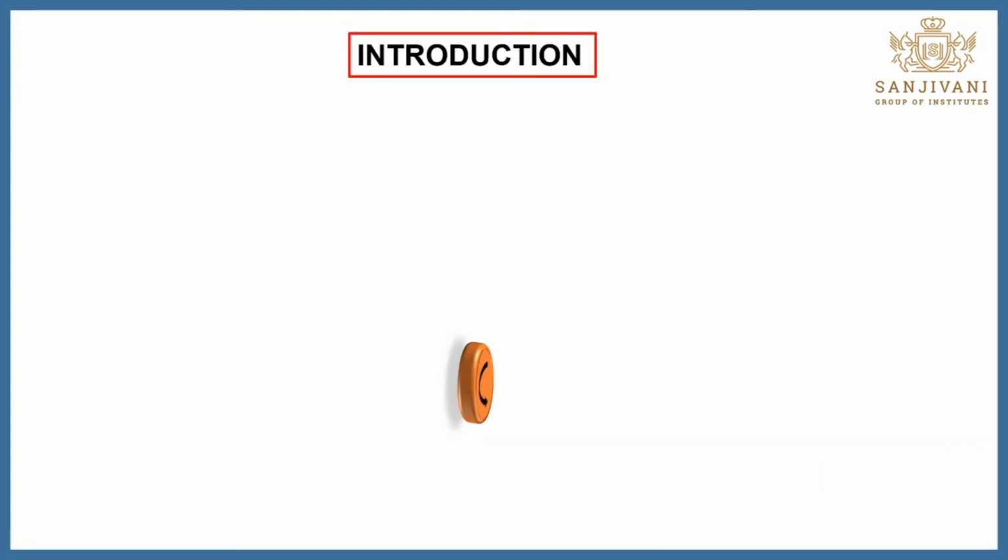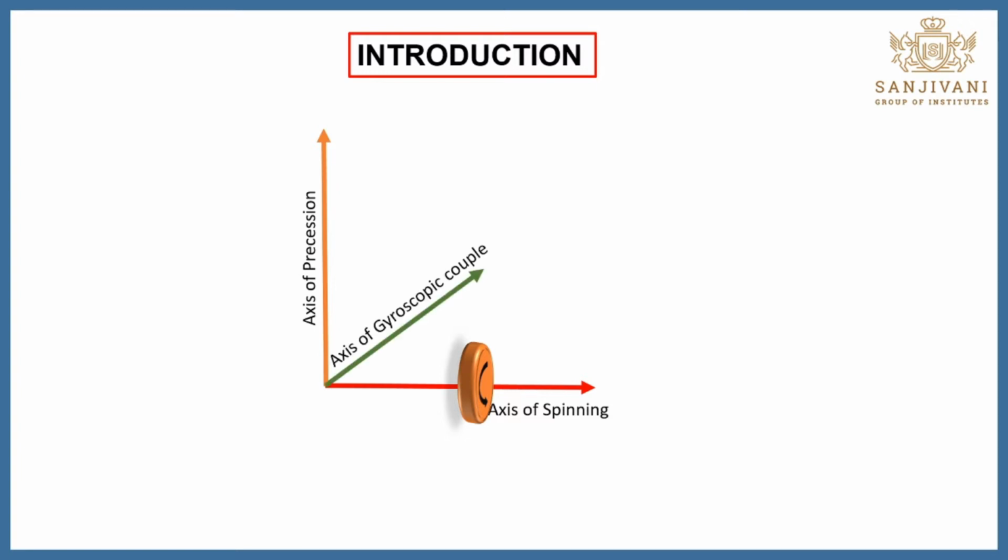Now we'll start with the three axes. While studying gyroscopic couple, we need to have knowledge of the three axes. One is the axis of spinning, about which the shaft or the masses are rotating. The second is the axis of precession, about which the whole body is rotating. And the third is the axis of gyroscopic couple, about which the total gyroscopic couple is acting. These three axes are mutually perpendicular to each other.